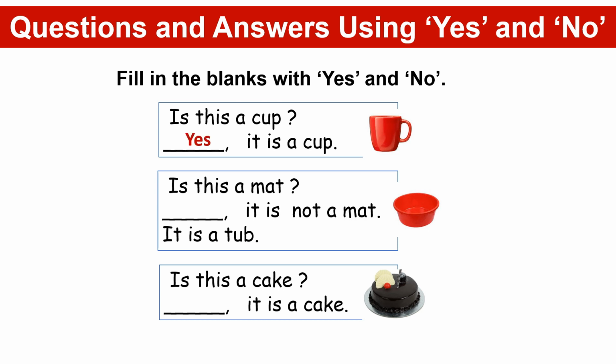Second, is this a mat? Here, this is not a mat. We will write no, it is not a mat. It is a tub. Third question, is this a cake? Yes, we can see the cake. Yes, it is a cake.